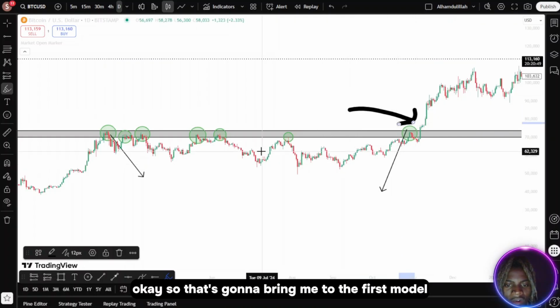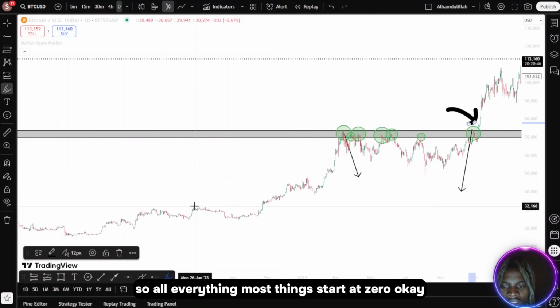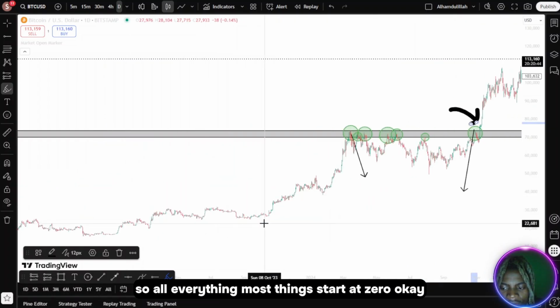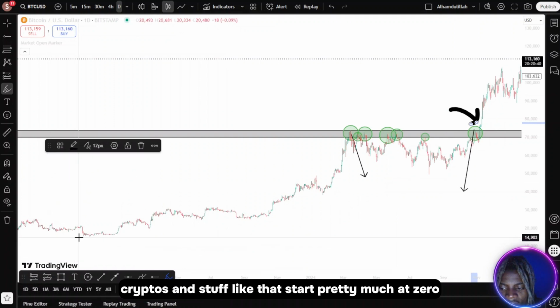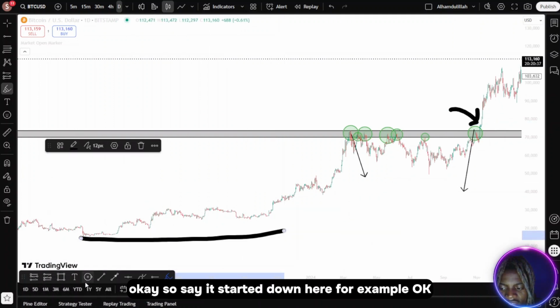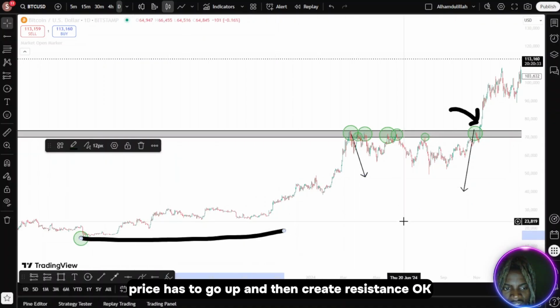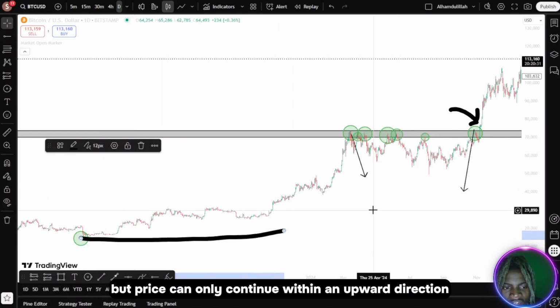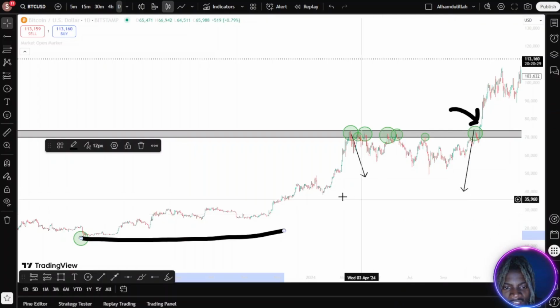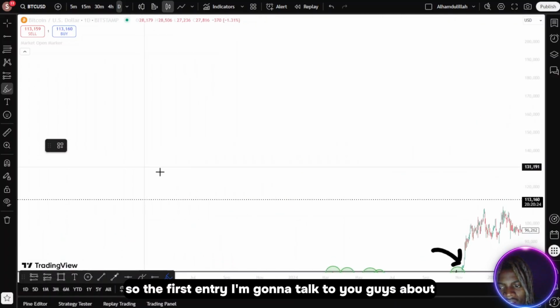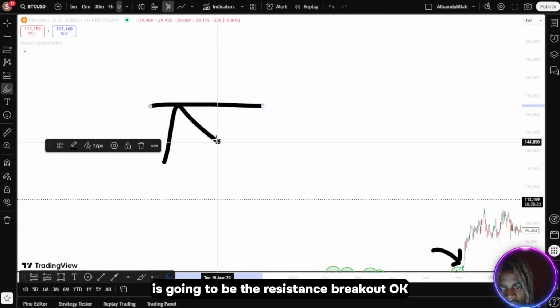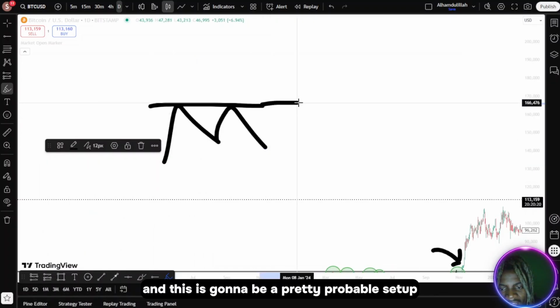Okay. So that's going to bring me to the first model. So most things start at 0. Okay. So most things, stocks, cryptos, and stuff like that start pretty much at 0. Okay. So say it started down here, for example. Okay. Price has to go up and then create resistance. Okay. But price can only continue within an upwards direction if resistance is broken. Okay. So the first entry I'm going to talk to you guys about is going to be the resistance breakout. Okay. And this is going to be a pretty probable setup.